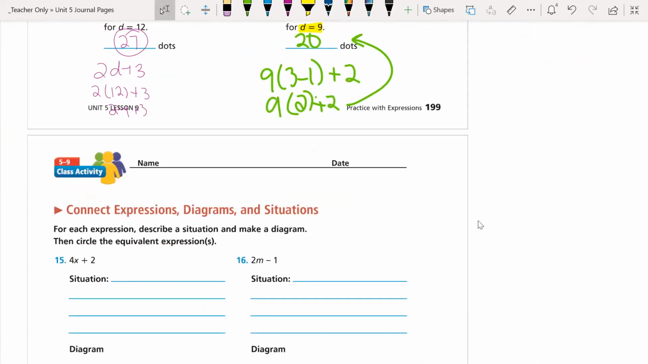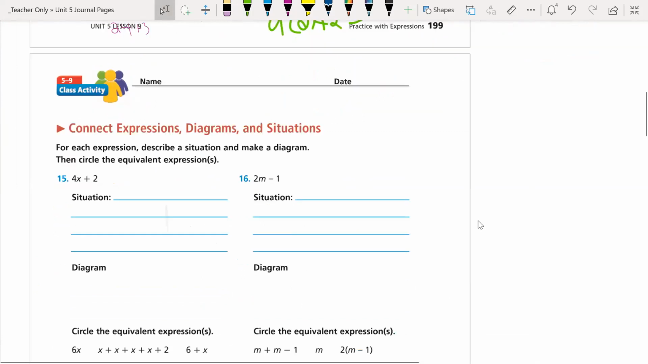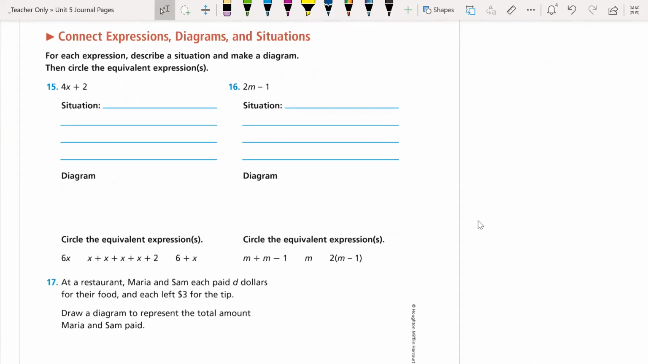You should be on page 200 now. This is a lot of what we've already been doing for each expression. Describe a situation and make a diagram. Then circle the equivalent expression. Okay, so we talked about unknown numbers and using them in word problems. I'm going to do number 15 for you, and I'm going to leave number 16 blank, and I'm going to give you an opportunity to work on that. Like I said, this should be in your math journal. We've gone over this, and I hope that this is helpful for your homework tonight.